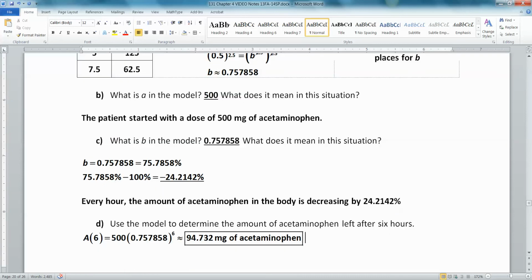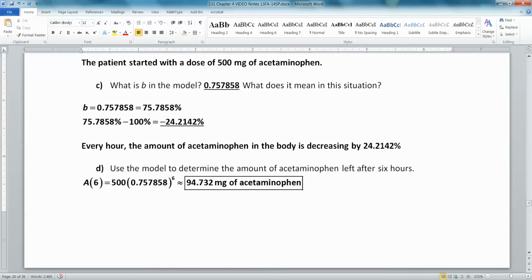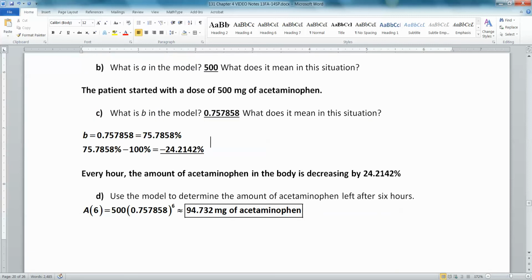So we've now done both an exponential growth and an exponential decay example. So we're going to recap all of that in the next video. I'll see you here then.